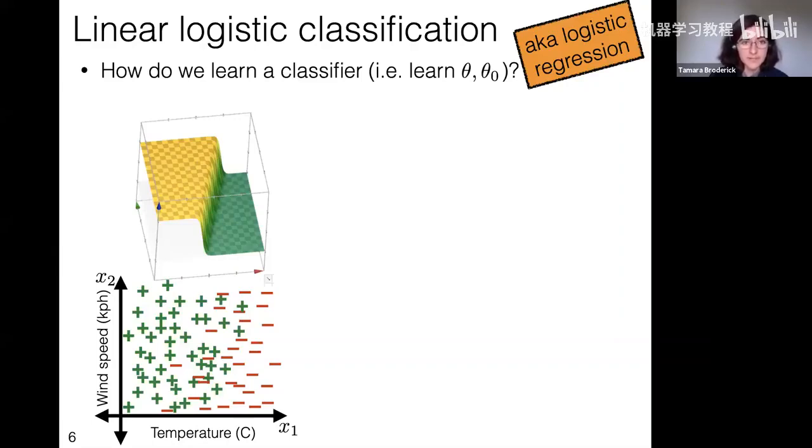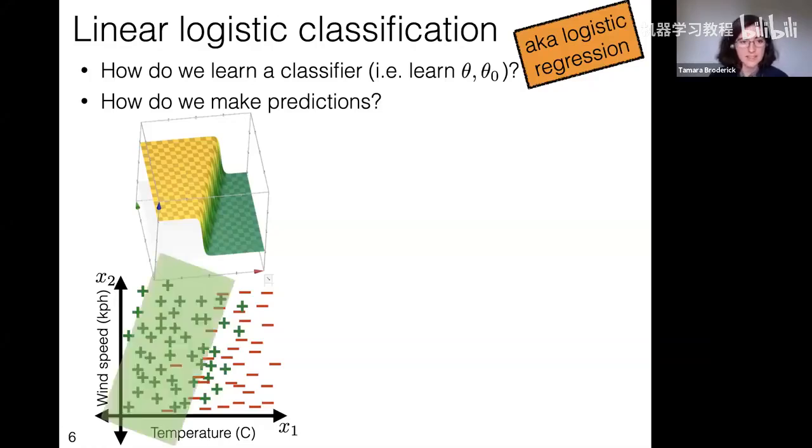Okay, but that's not quite what we've done in the past, right? What we've done in the past is we've come up with some data, and then we come up with a way to predict on future data. And so what we'd like to do too is to say, well, once we have this theta and theta naught, how do we make predictions with it? How do we say, hey, on this part of the space, I'm going to predict that I'm going to wear a coat, and in this part of the space, I'm going to predict that I'm not going to wear a coat.